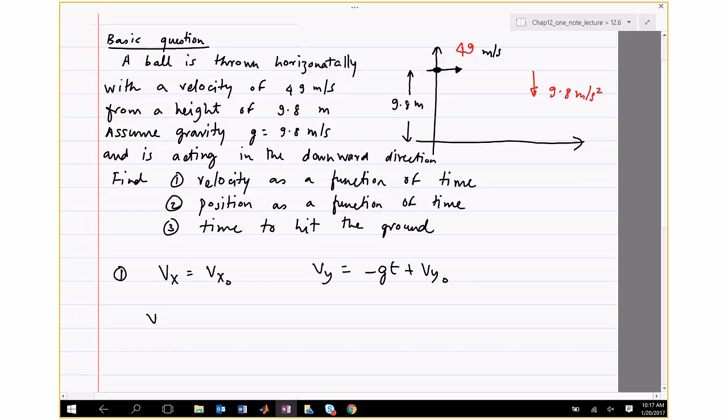So what's the velocity in the x direction? 49. So vx is 49 meters per second. And what is the velocity in the y direction? It's 0, right? Because this particle is launched with a velocity of 49 meters per second in the x direction. There is no velocity in the y direction. So vy is minus gt, and g is 9.8, so minus 9.8t.